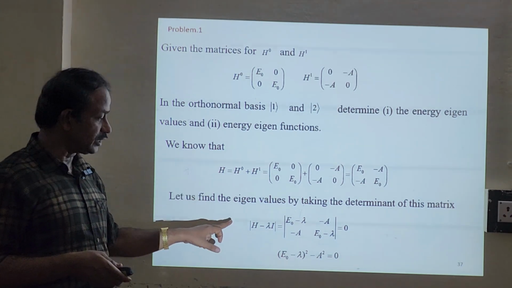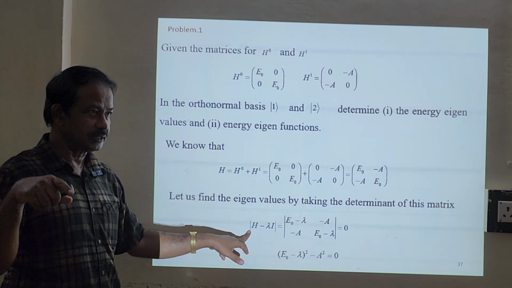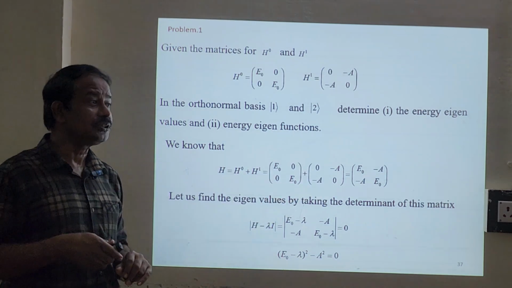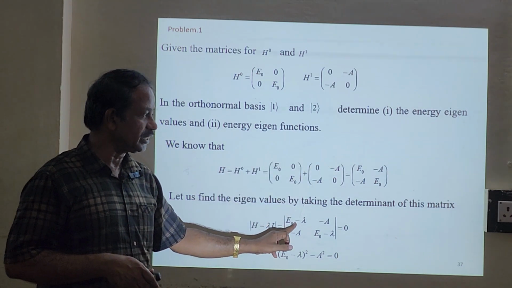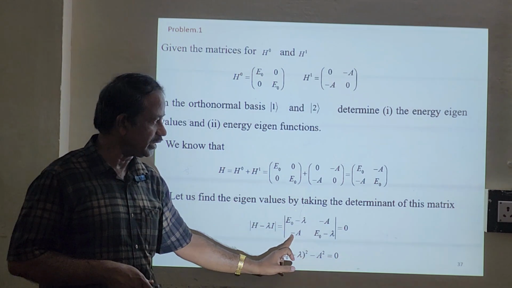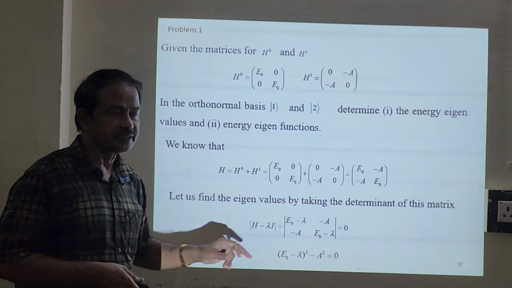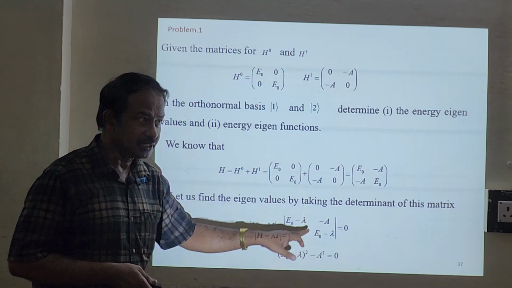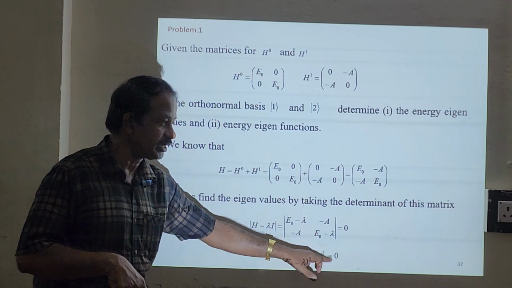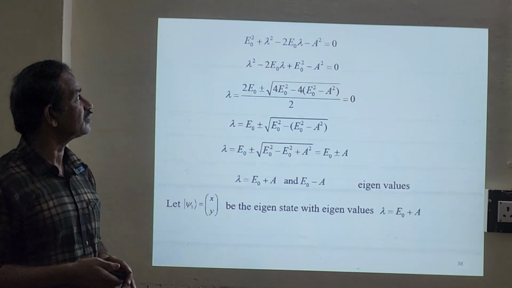Now, as usual, we will have to take the determinant. We use H minus lambda I equal to 0. So this matrix will become E naught minus lambda, minus A, minus A, E naught minus lambda, equal to 0. Now you take the determinant. So (E naught minus lambda) squared, minus, plus, that will give again a minus, so minus A squared equal to 0. This quadratic equation can be solved.